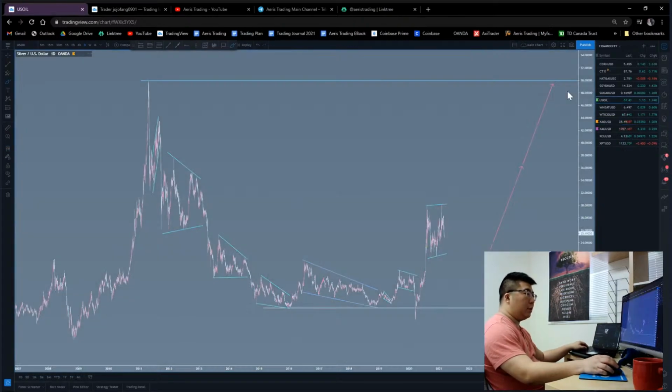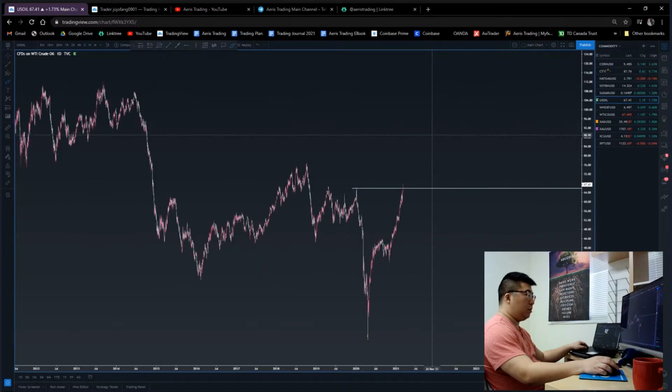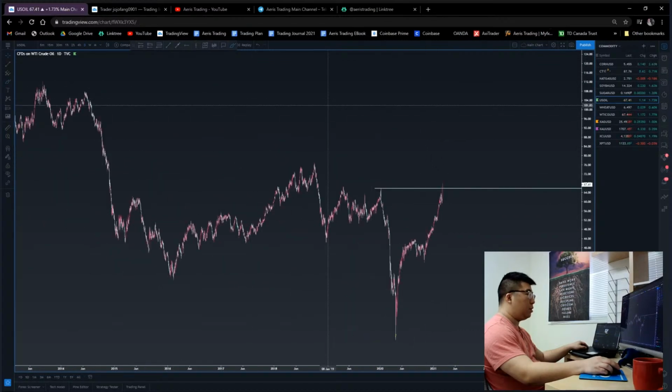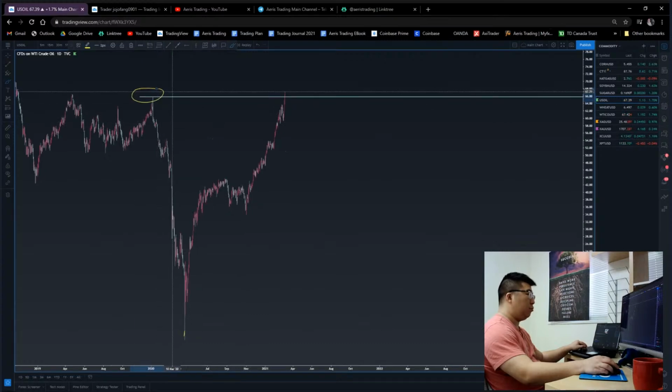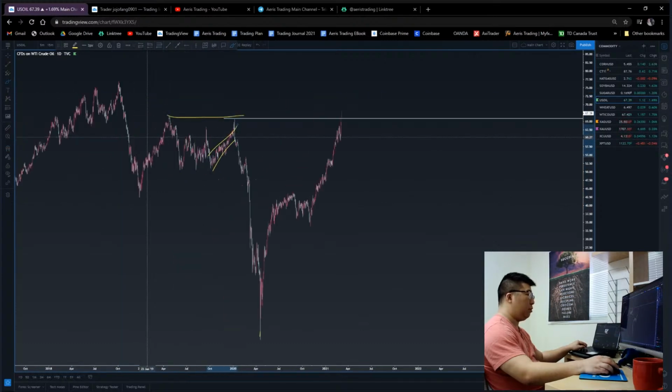So that's silver. Let's take a look at oil. Some of you guys asked me about oil, and this is still my approach and still the same. We're pretty much breaking this previous high now, a previous double top area before the price drop. You can see this double top area is quite significant. This is where price made that massive bearish move to the downside.